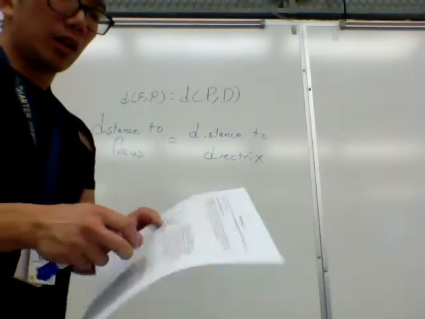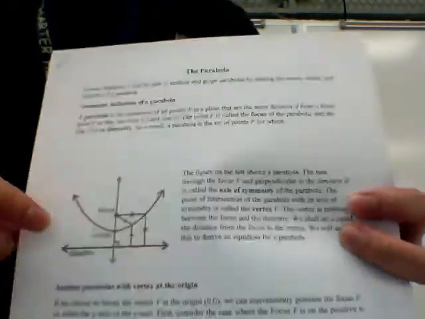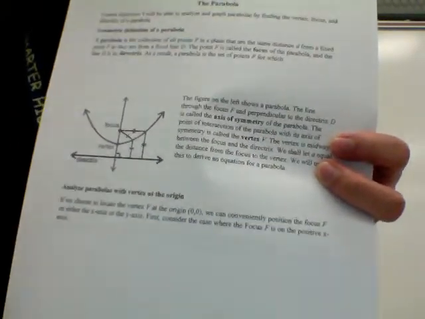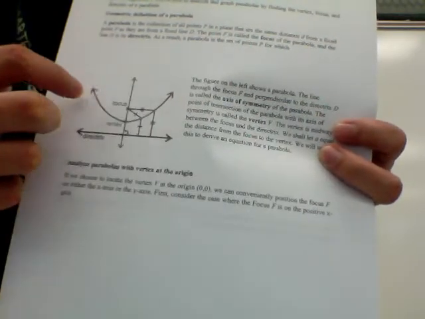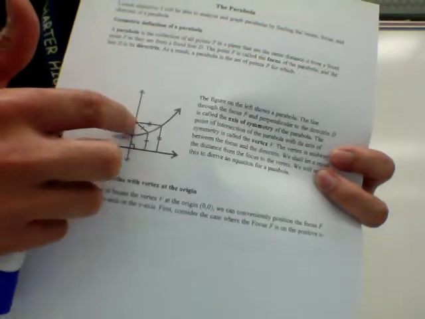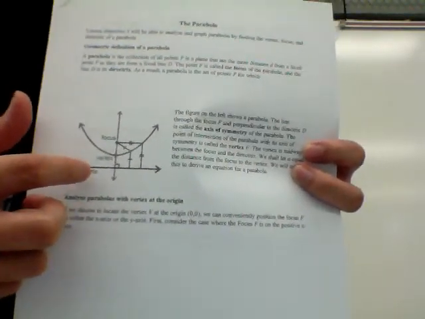Now, if you look at your paper here, this is an example of a parabola. And you can see that, first of all, you know that this is the axis of symmetry, because the parabola folds upon itself at the axis of symmetry.